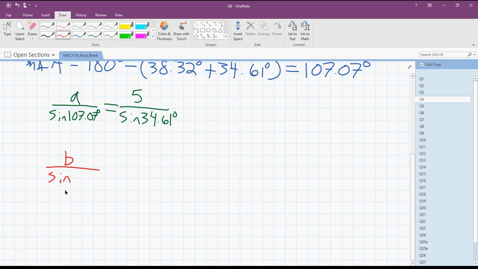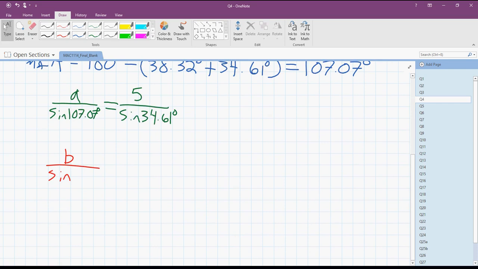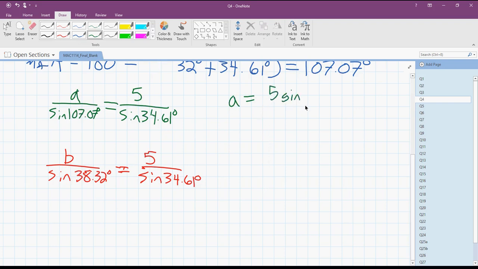Yeah, it's all the same though. 38.32. So that's what the other one looks like. And in the end, when you cross multiply and do your one division that you have to do, you find that a here is equal to 5 sine 107.07 degrees divided by sine 34.61 degrees.